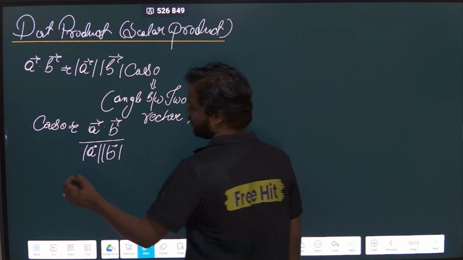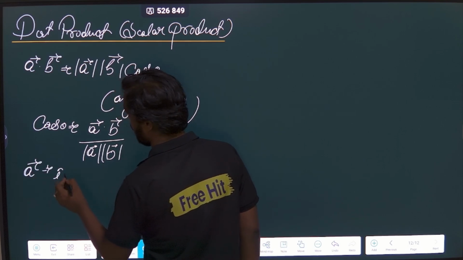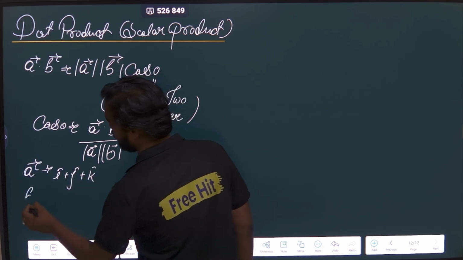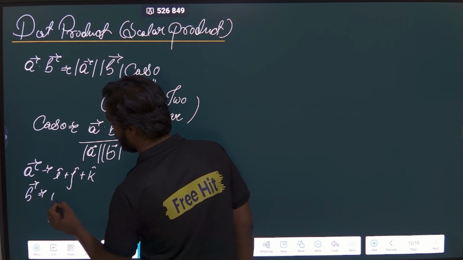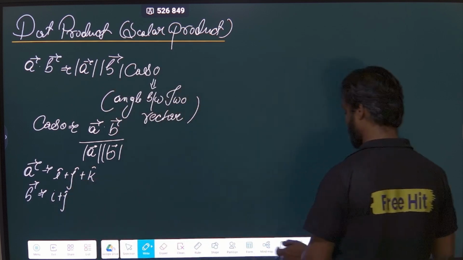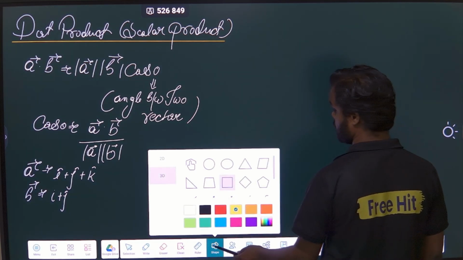So here, suppose in the last example, we have A vector as i cap plus j cap plus k cap, and my B vector is i cap plus j cap. Now how to do the dot? Before that, you have to remember something. What is that? What you have to remember?